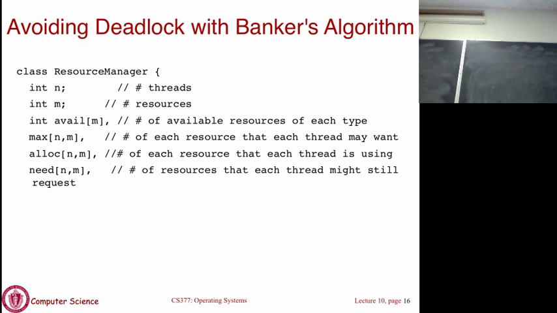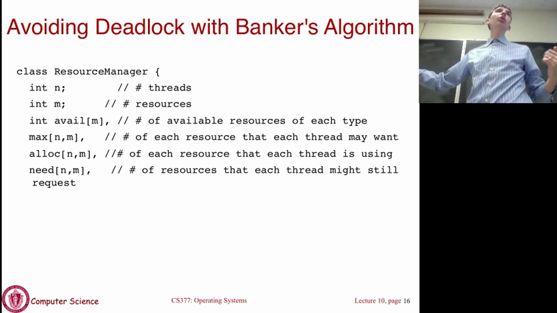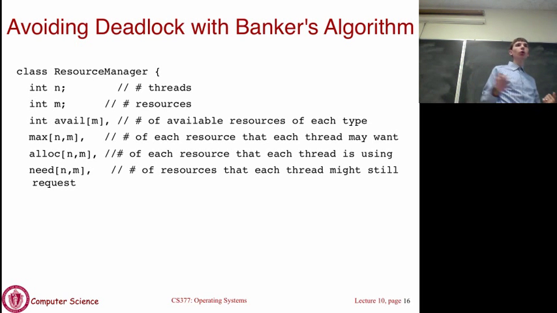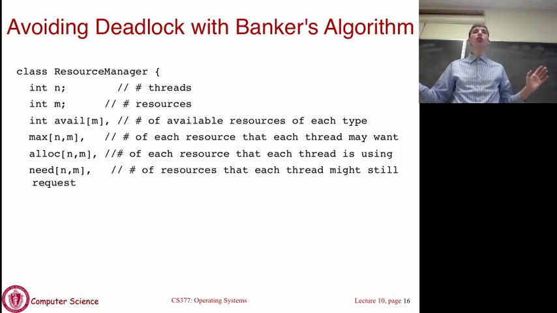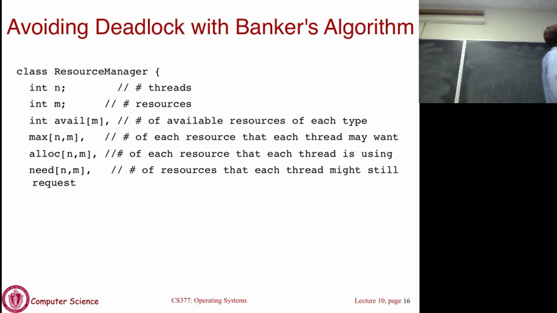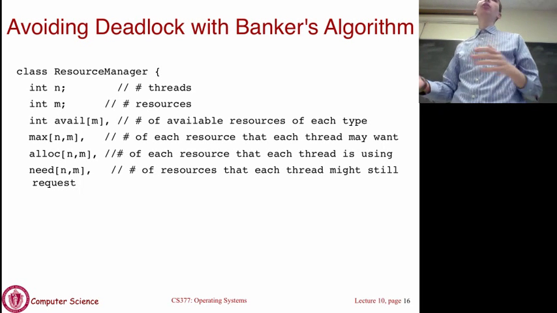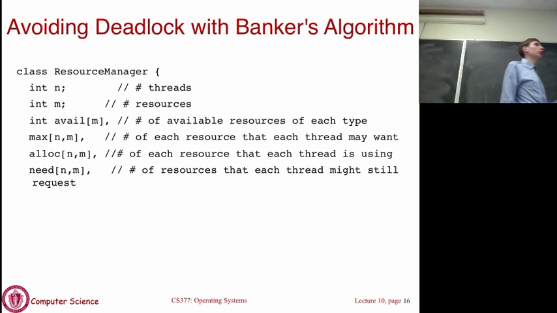Then we're going to have three matrices. First, the max number of each resource that a thread might request. Right? So this needs to be a matrix because for each thread there are m different resources that it could request, and it's saying how many of each of those m resources you might request. Then you have the current allocation of your resources. So each thread is currently allocated some number of each of those m resources. And then you have some number of each of those resources that a thread might need in the future. This is the same idea we were talking about with the tape drives. We're just generalizing the idea to multiple different resources.